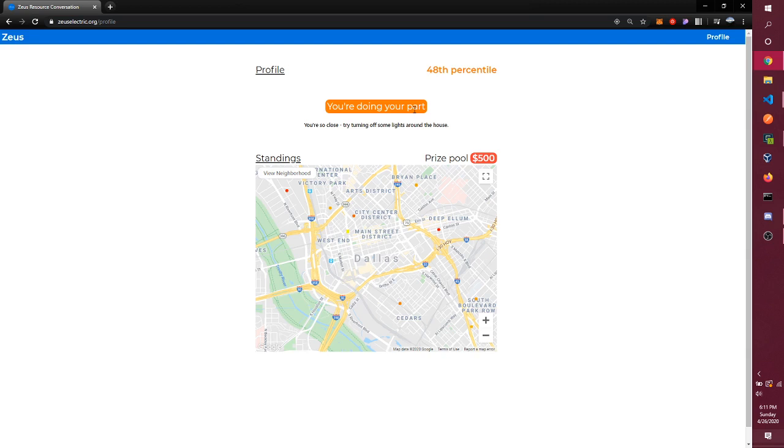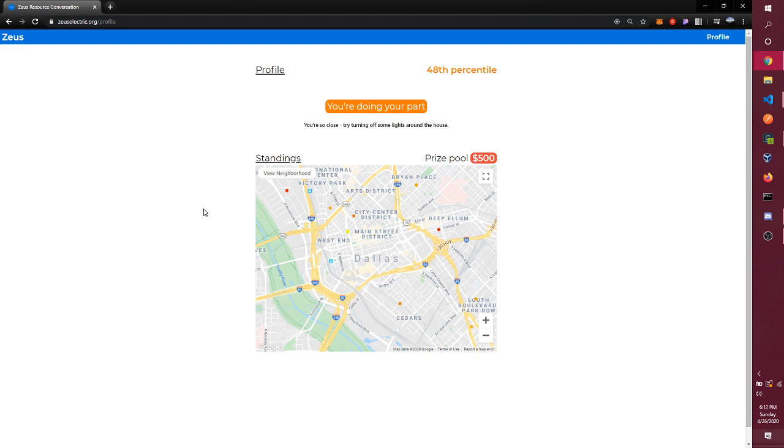But the goal here is to basically create a stack ranking out of every single consumer in a given area and rank them based on their total consumption. High consumption is bad, we should disincentivize that. Low consumption is good, we should incentivize that. Right? So what it says here is you're doing your part, you're doing all right. You don't qualify for the benefits I'll talk about in just a second, but you're not being actively environmentally bad. And it says you're so close, try turning off some lights around the house.